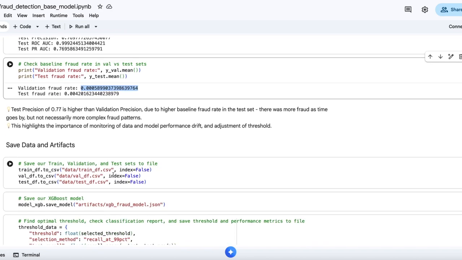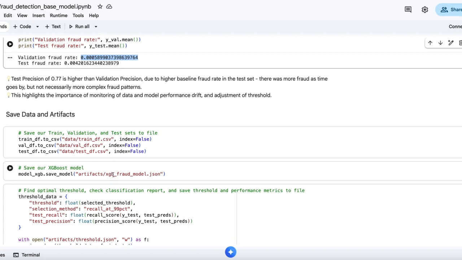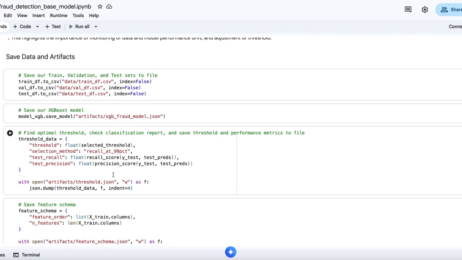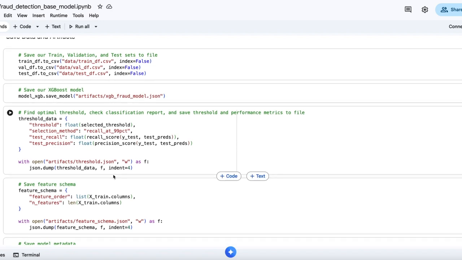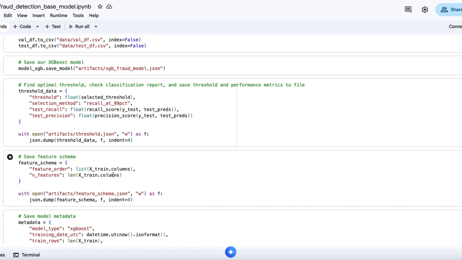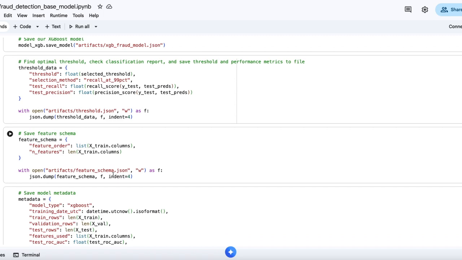Now, happy with what we've got? I will save my training, validation, and test data, my model, the threshold we've selected, feature schema, and metadata. In the next notebook and hopefully the next video, I'm going to show you how I'll deploy the model and simulate production. So stay tuned.